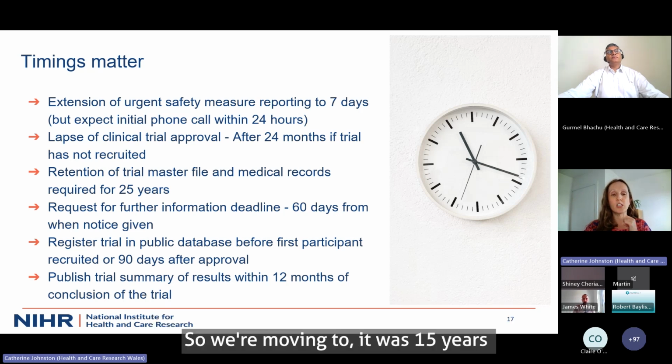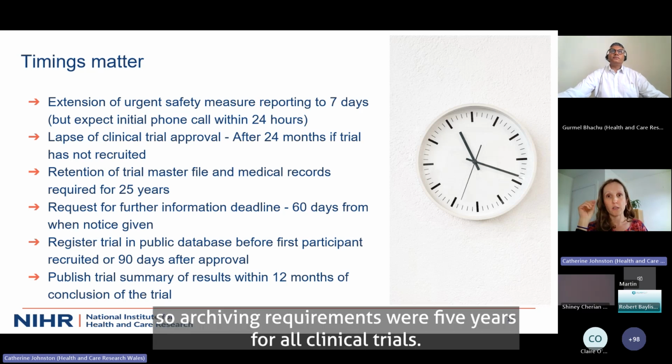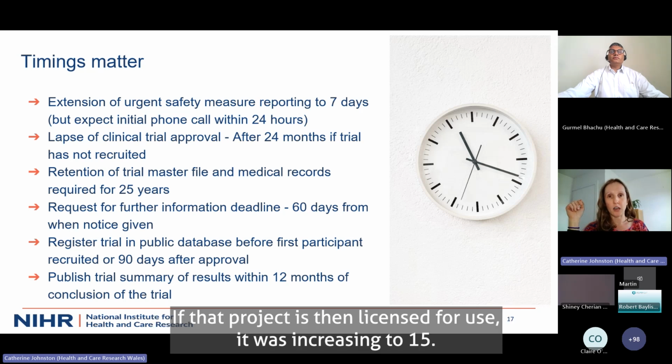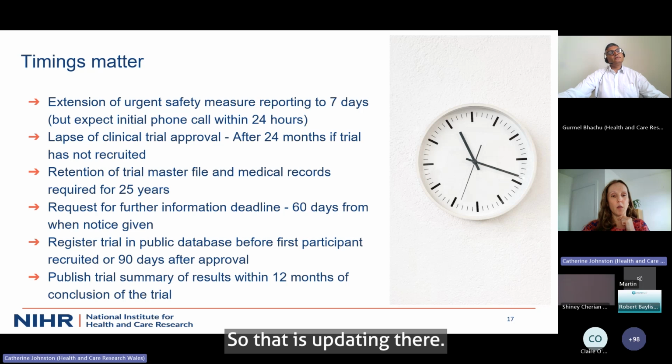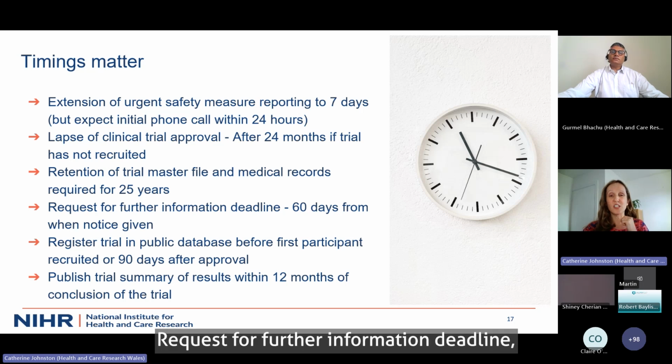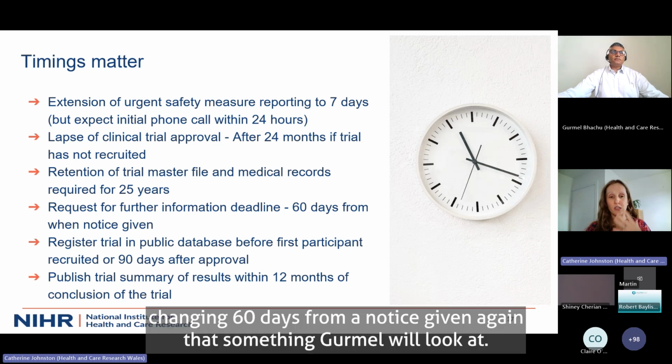Archiving changes. So archiving requirements were 5 years for all clinical trials. If that product is then licensed for use, it was 15 years. This is increasing to 25 years. So that is updating there. Request for further information deadline, so that's changing to 60 days from when notice is given. Again, that's something Gurmel will look at.